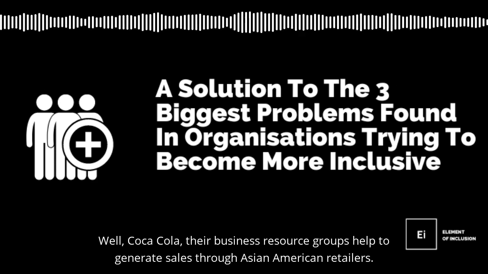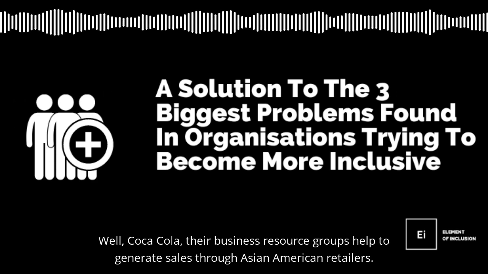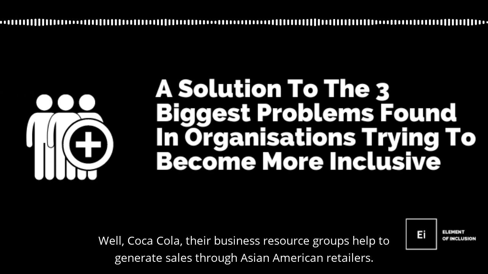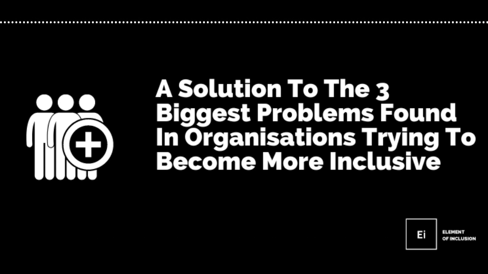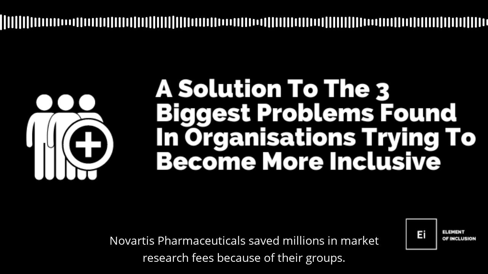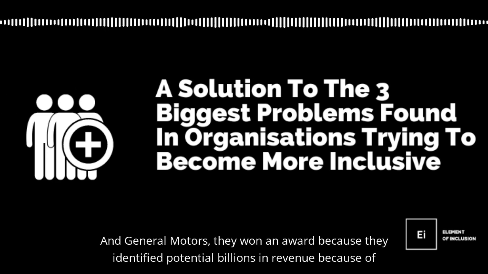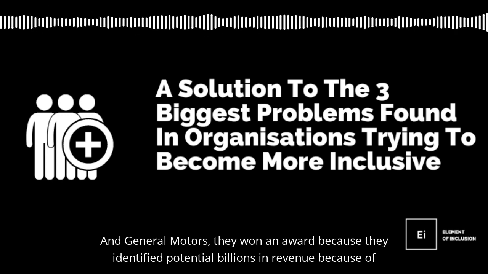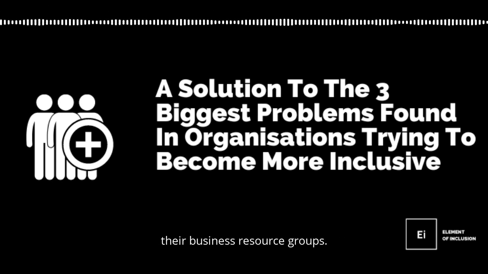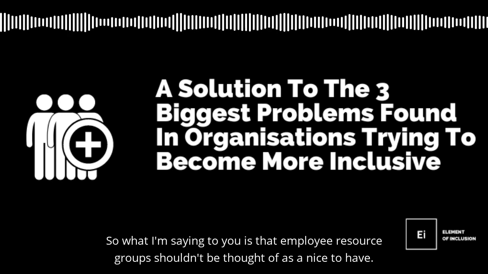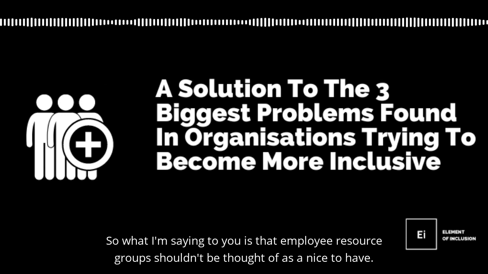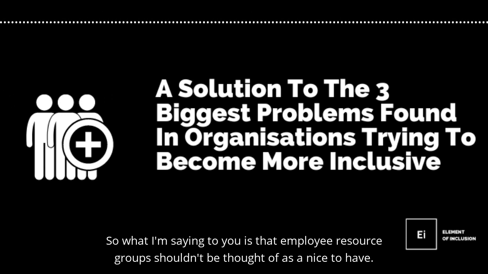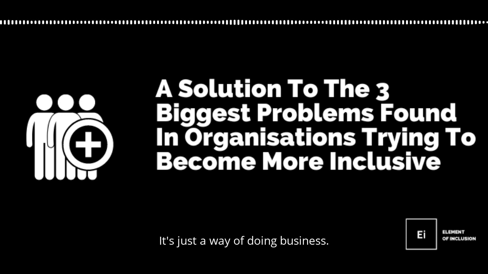Well, Coca-Cola, their business resource groups help to generate sales through Asian American retailers. Novartis Pharmaceuticals saved millions in market research fees because of their groups. And General Motors, they won an award because they identified potential billions in revenue because of their business resource groups. So what I'm saying to you is that employee resource groups shouldn't be thought of as a nice to have. It's just a way of doing business.